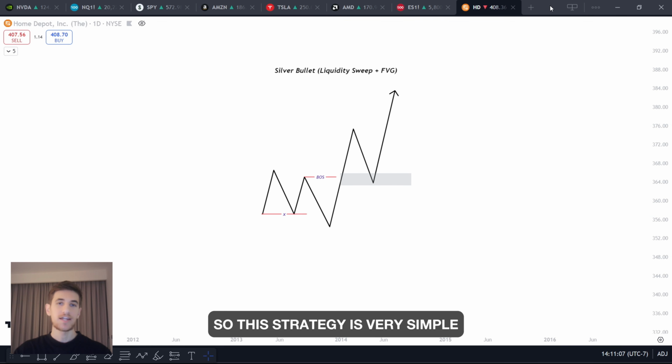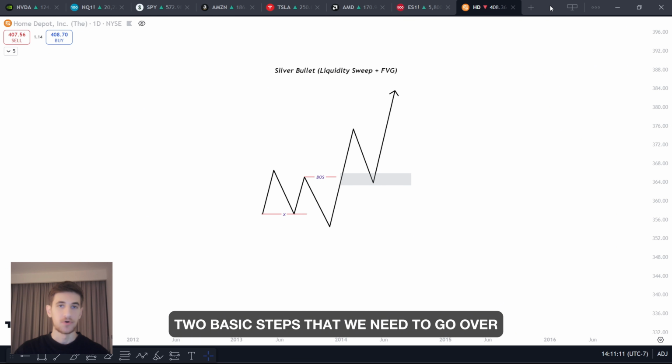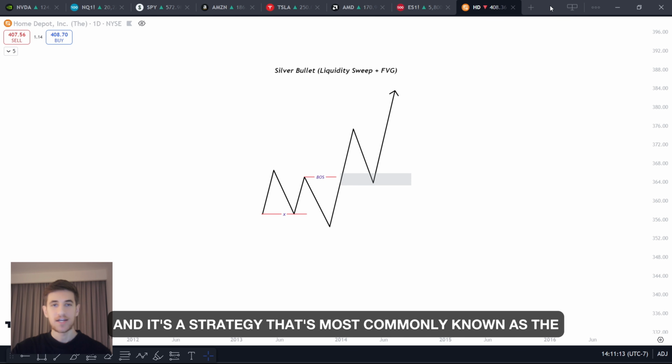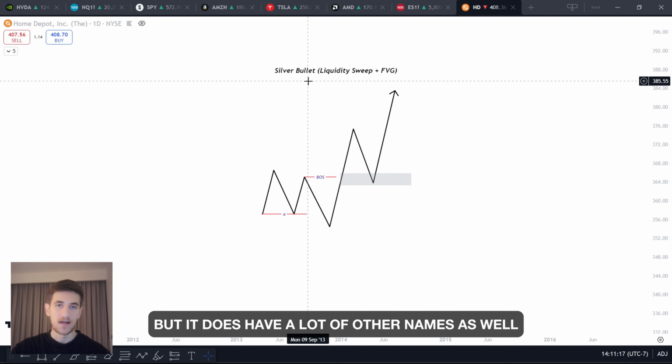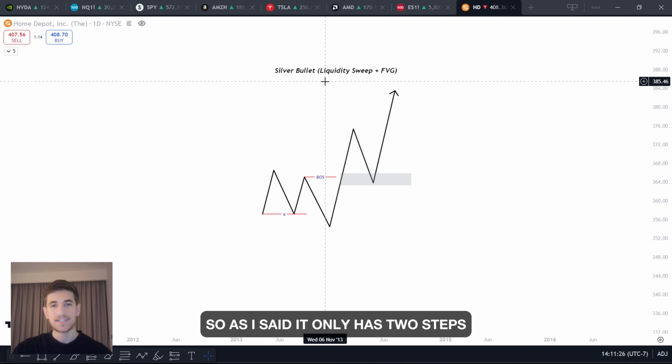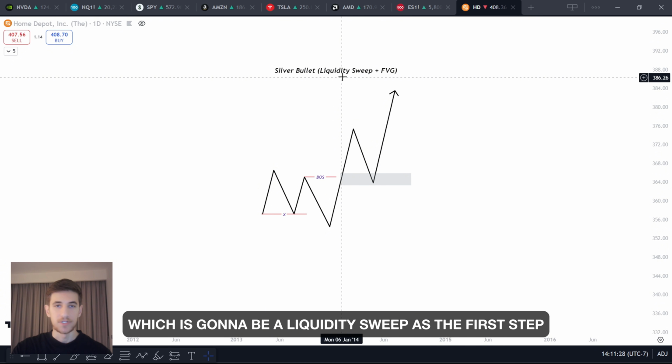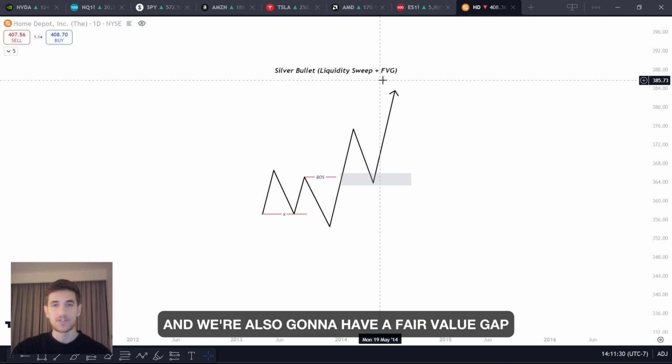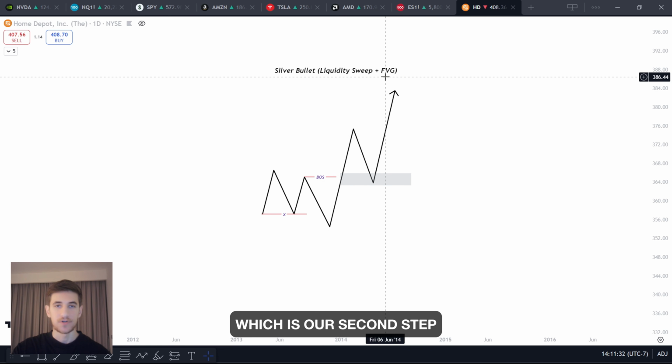works. So this strategy is very simple. It really has only two basic steps that we need to go over. And it's a strategy that's most commonly known as the Silver Bullet, but it does have a lot of other names as well, so you've probably seen it before. So as I said, it only has two steps, which is going to be a liquidity sweep as the first step, and we're also going to have a fair value gap, which is our second step.